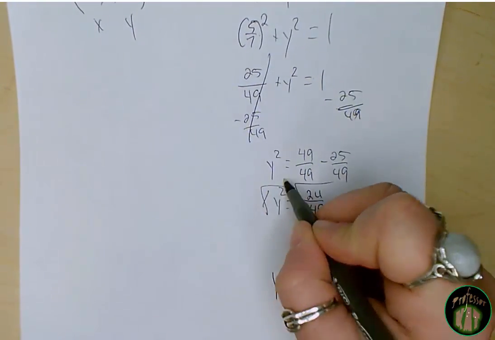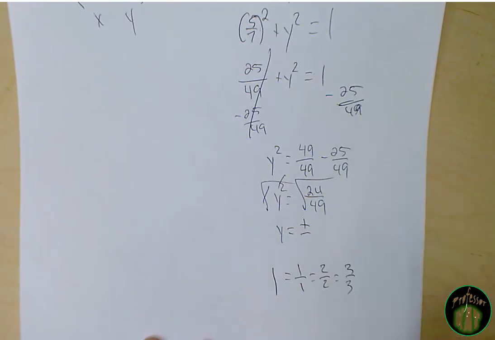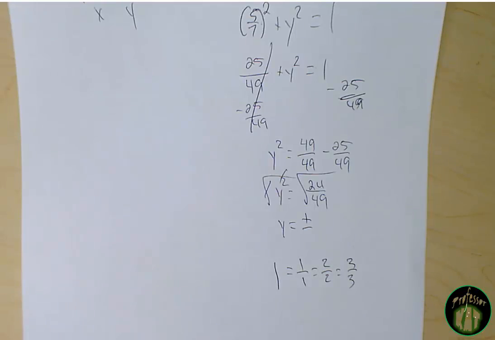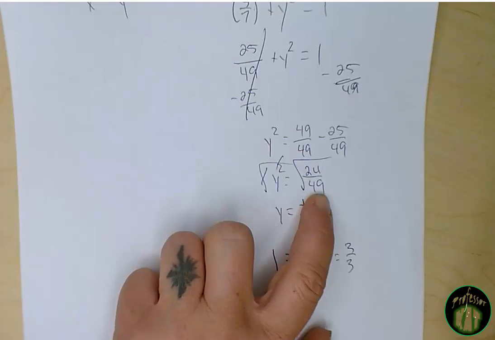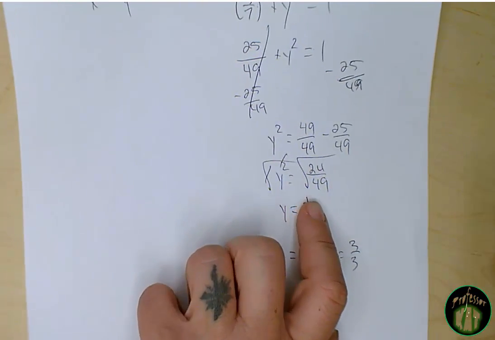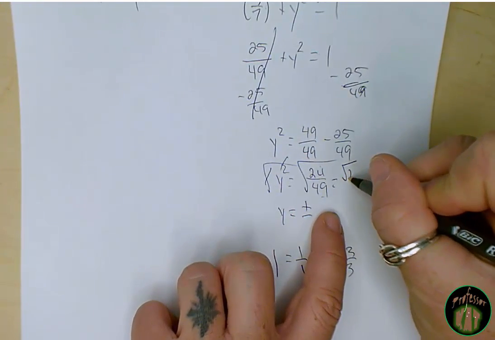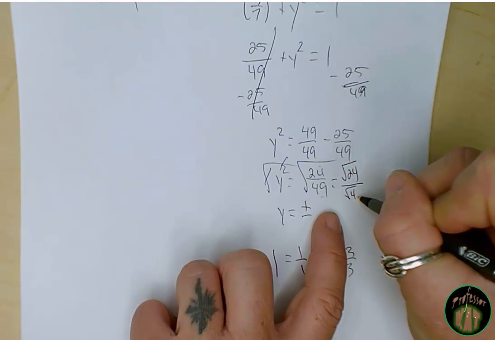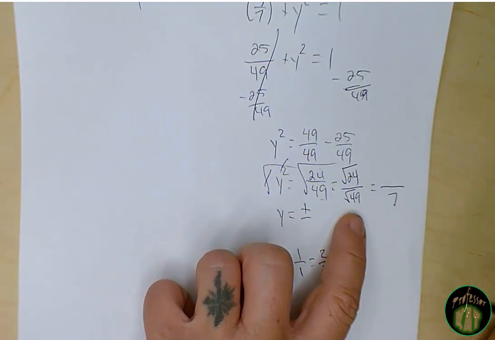Take the square root of each side, so that square root and square will cancel, and y is equal to plus or minus the square root of 24 over 49. Keep in mind, we typically do want to reduce this and keep it in simplified radical form. The square root of 24/49 is the same thing as the square root of 24 over the square root of 49. Keep in mind that the square root of 49 is just 7.